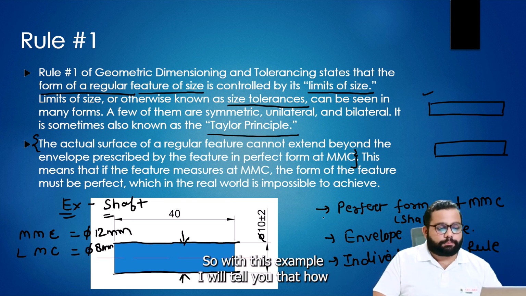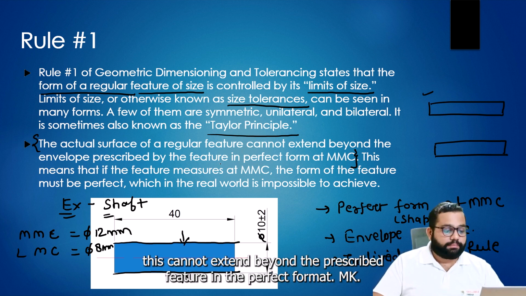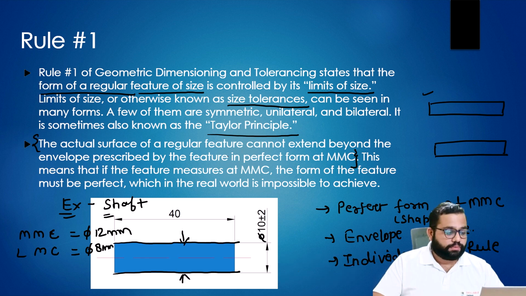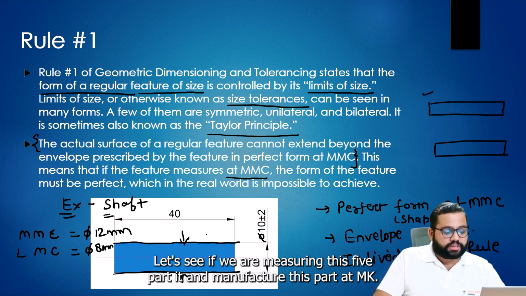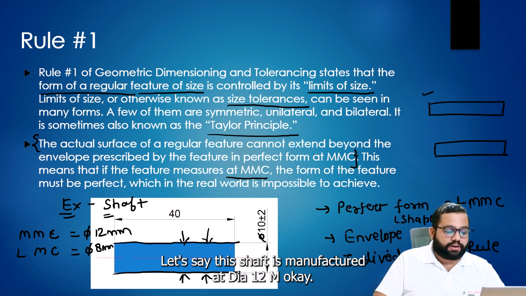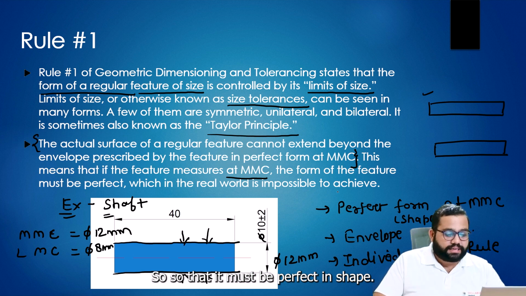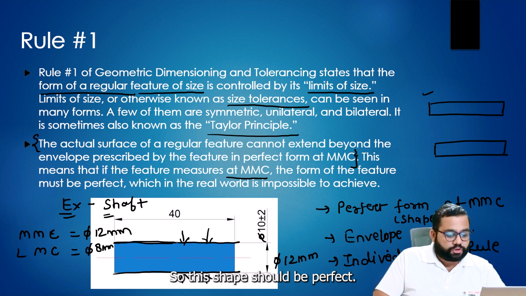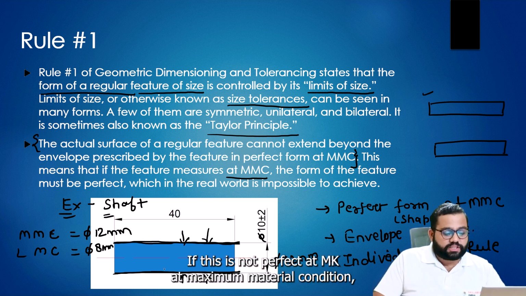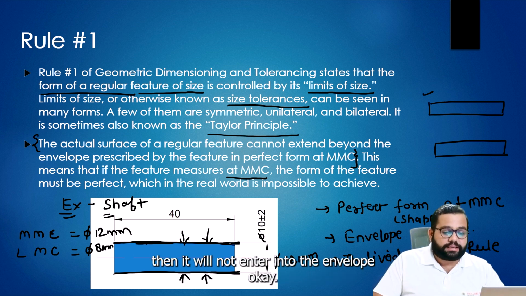With this example, I will tell you how the feature cannot extend beyond the prescribed envelope in the perfect form at MMC. This means that if the feature is manufactured at MMC, let's say this shaft is manufactured at dia 12 mm, then it must be perfect in shape. If it is not perfect at maximum material condition, then it will not enter into the envelope.